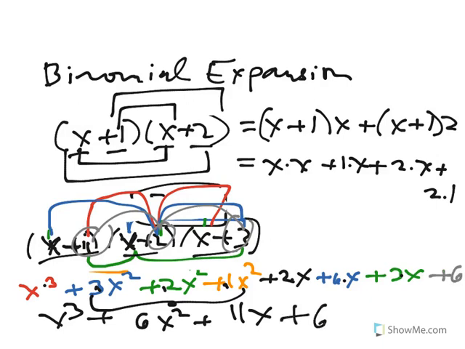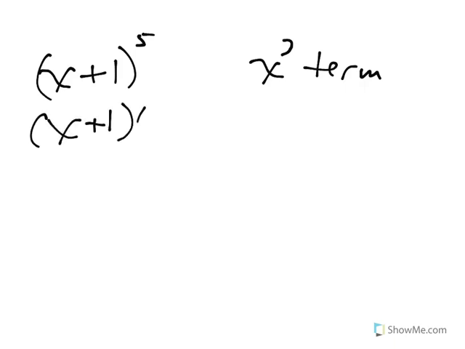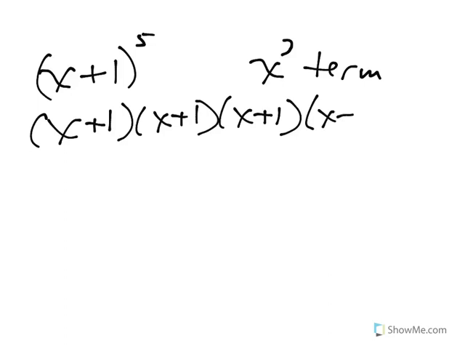So this may seem like a pretty lengthy way to do this question, but it's going to come in handy as we analyze something like x plus 1 to the 5th power. And let's say I don't want the whole thing. I just want to know the x to the 3rd term. Because this thing, x plus 1, x plus 1, x plus 1, x plus 1, x plus 1, is going to have 32 terms before I start combining them.